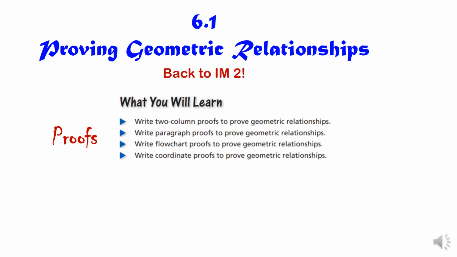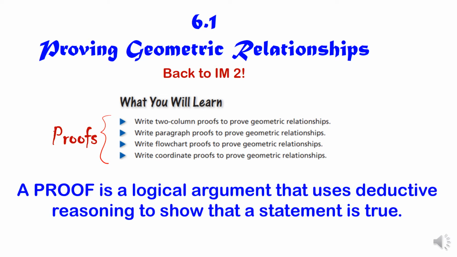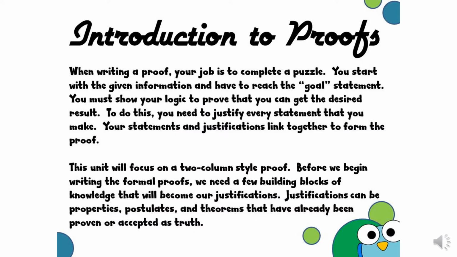Okay, we're finally to the book of IM2. So we're going to be proving geometric relations, and here are some of the things you're going to be doing, but let's get going. So remember, a proof is a logical argument that uses deductive reasoning to show that a statement is true. So this is just a great introduction to what you're trying to do in a proof. You're solving a puzzle, you're reaching a goal, but you must use logic.